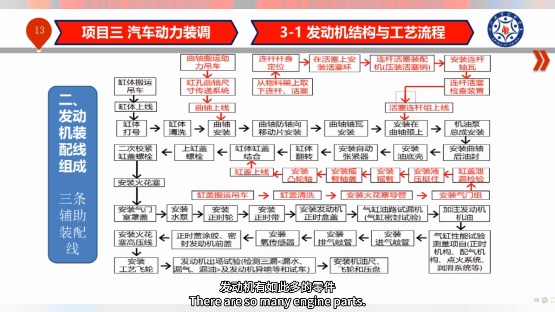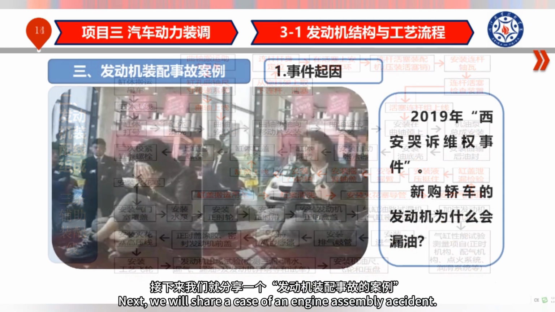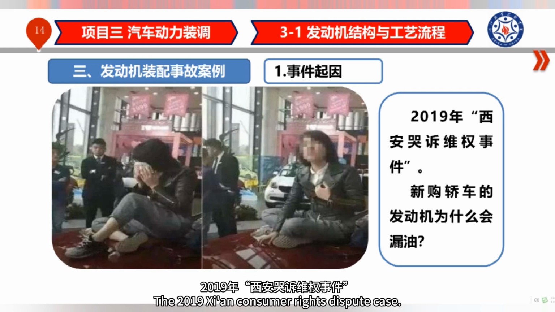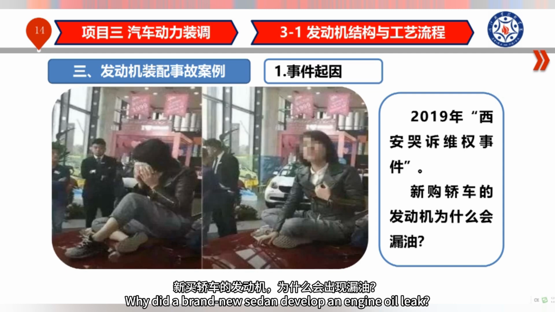There are so many engine parts. Is it possible to install something incorrectly? What would happen if an error occurs? Next, we will share a case of an engine assembly accident. The 2019 Xi'an Consumer Rights Dispute Case. Why did a brand new sedan develop an engine oil leak?